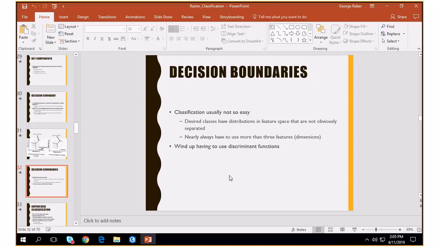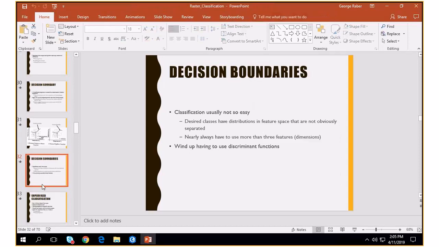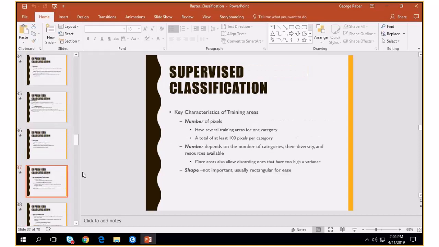There are different ways that you can implement different discriminant functions. Typically, as I said before, you don't do this on single band data. Typically, you don't even do it on two band data, but you can. Typically, you need to have at least 3 features or dimensions. In other words, 3 raster bands to really get some separation in your classes. Okay.